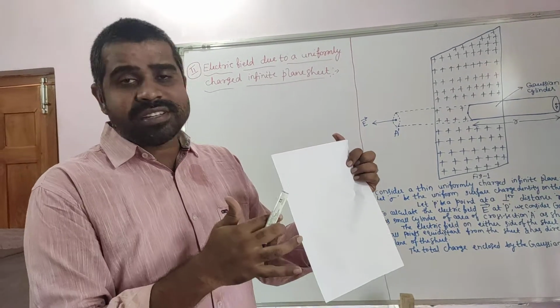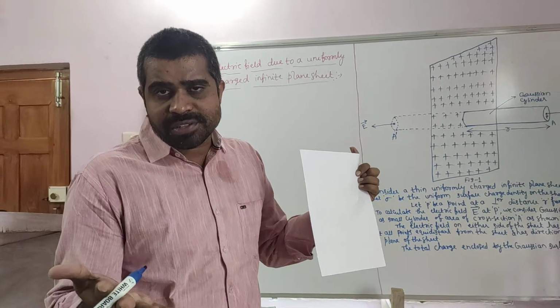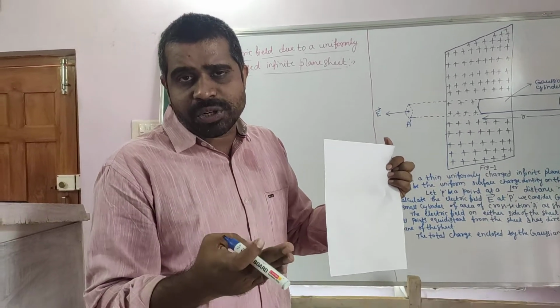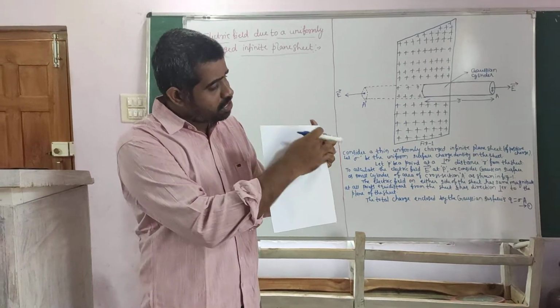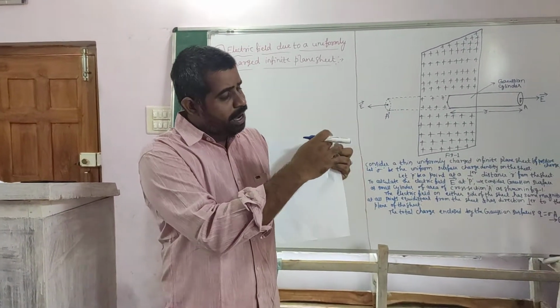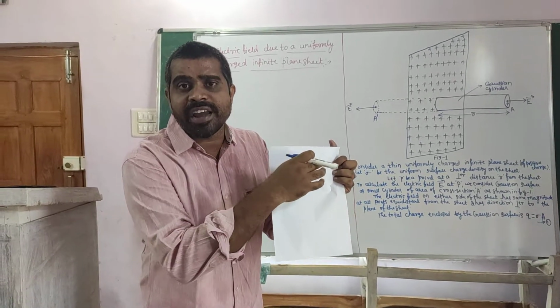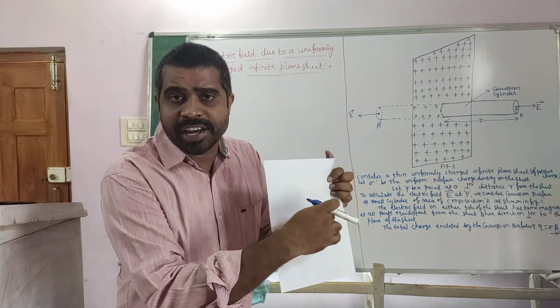On this sheet, which charges are there? Positive charges. And for positive charges, the direction of electric field is radially outward. How are these charges distributed? Continuously distributed. A plane sheet के ऊपर charges कैसा distributed है? Continuously distributed, and the direction of electric field is radially outward.